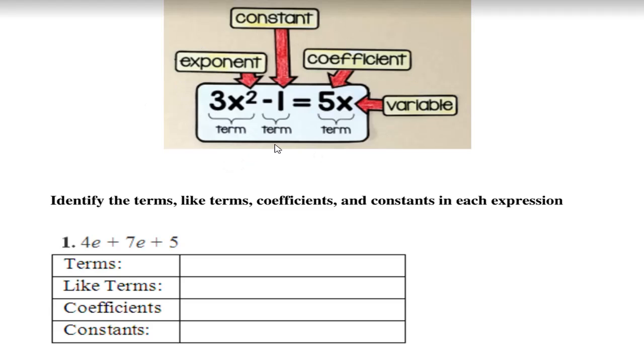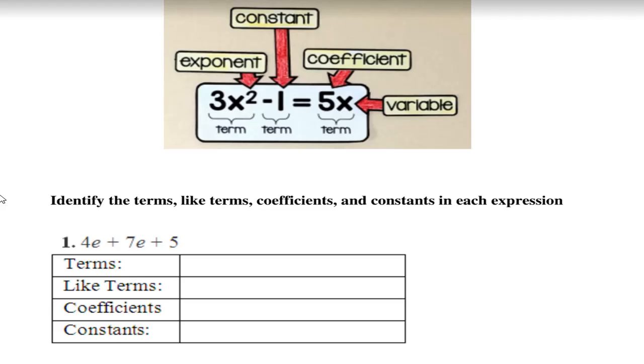A little example, if you were in class, this might be hanging up on our wall. Exponent is the little number above the x. Constant is a number all by itself. It doesn't have a variable or an exponent. Coefficient is the number in front of a variable. Variable means letter. Okay, so now we're going to identify the terms, the like terms, the coefficients, and the constants in each expression. And again, if you need to go back and look at the definitions, that's fine.